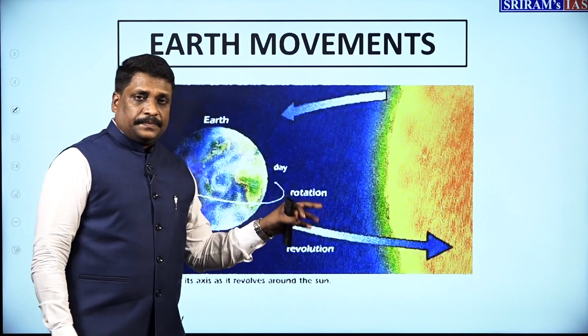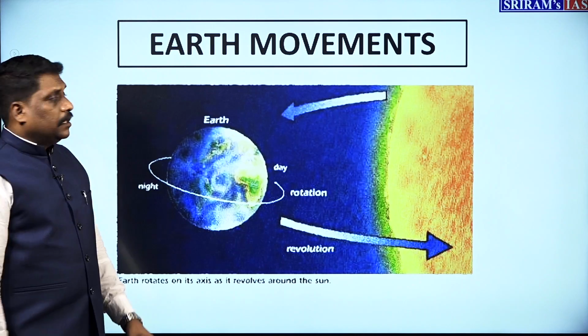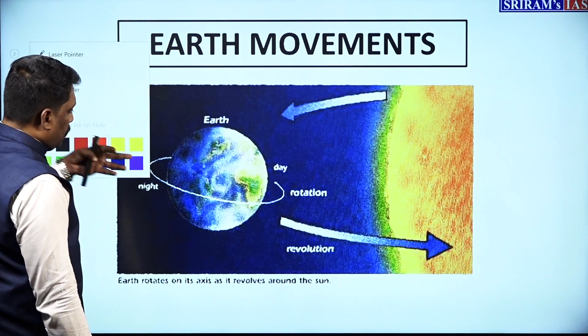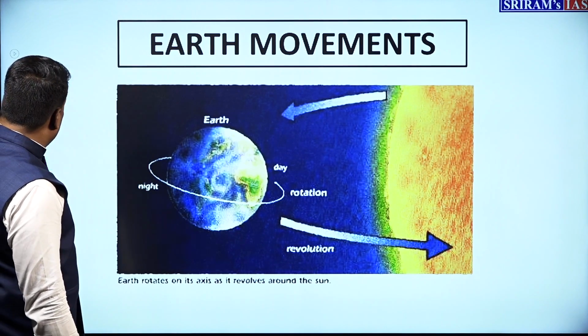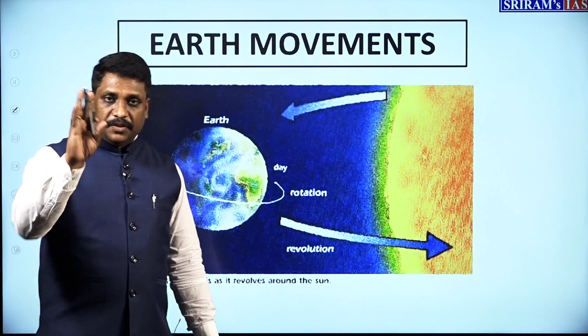When we talk about rotation and revolution, what exactly is the immediate outcome? That also we have taken, right? The immediate outcome of rotation, I said, is day and night. And the immediate outcome of revolution is the season cycle. Fine, everything is fine.